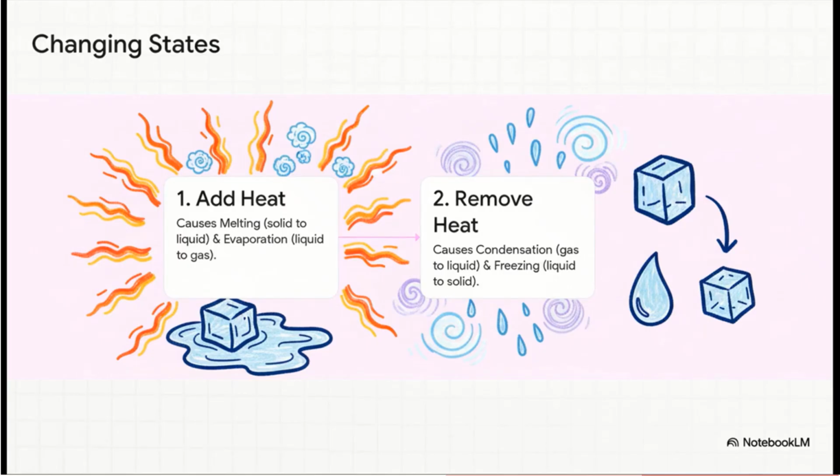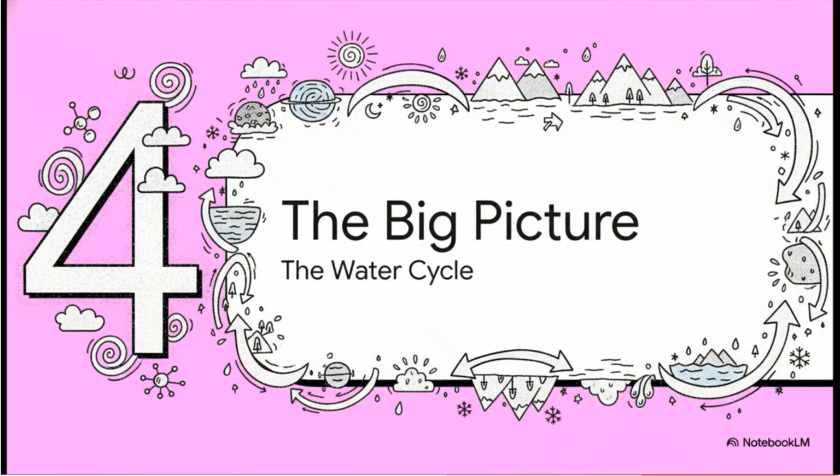So how do you get water to change its outfit? It's actually super simple. It's all about heat. When you add heat, you add energy. That energy causes solid ice to melt into liquid and liquid water to evaporate into gas. And if you take heat away, you remove energy. That causes gas to condense back into liquid and liquid water to freeze back into solid ice. That's it. Now that we get how these changes work, we can zoom out, way out, and see how they all work together in one of the most important systems on our entire planet.